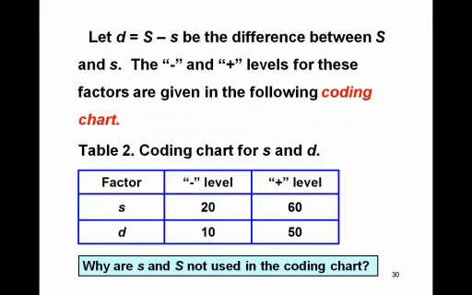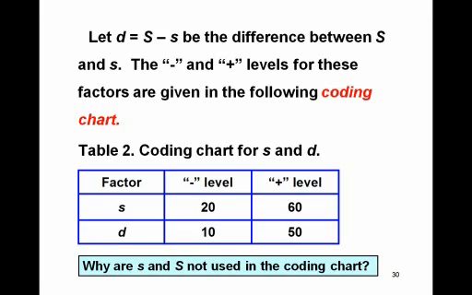Okay, now instead of looking at the factors little s and big S, it turns out we have to do something slightly different to set up our coding chart here. What we're going to do is look at little s and little d. Little d is defined to be big S minus little s. If you know little s and you know little d, obviously you will know little s and big S. So the two parameterizations are equivalent.